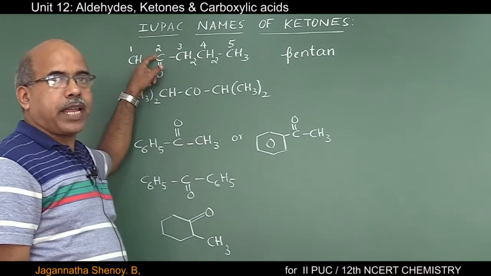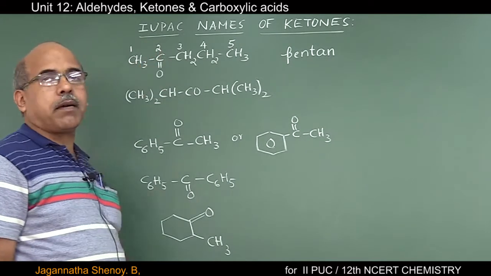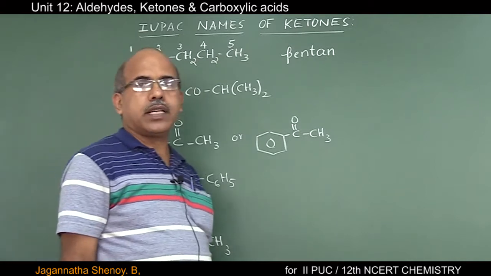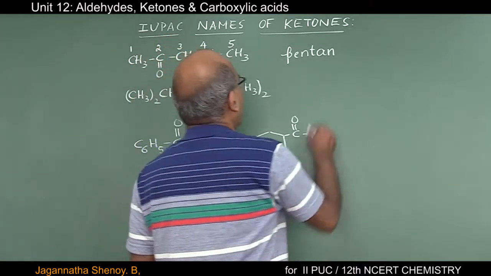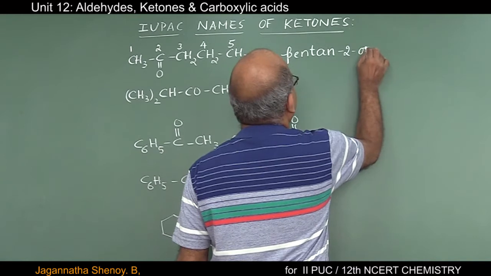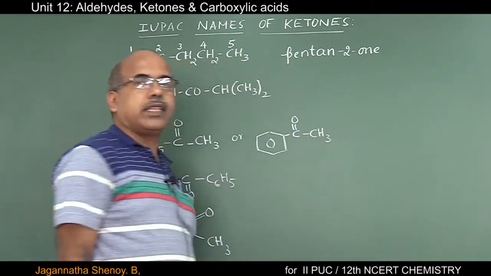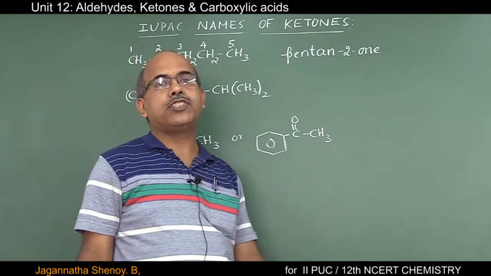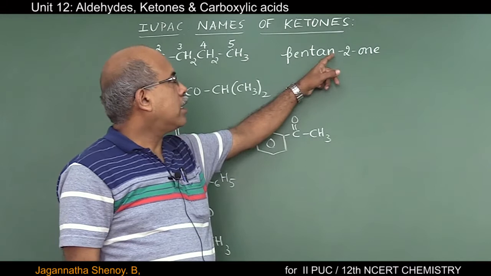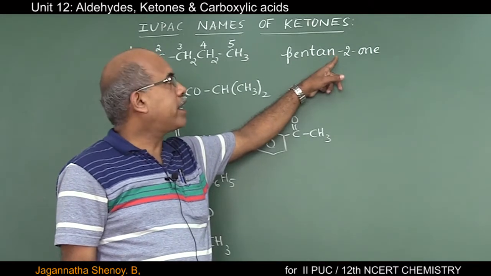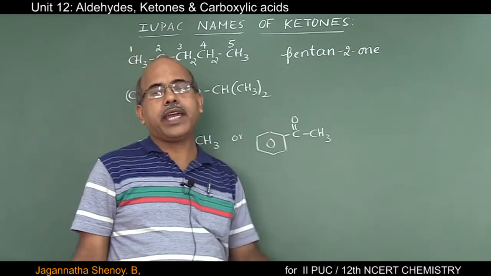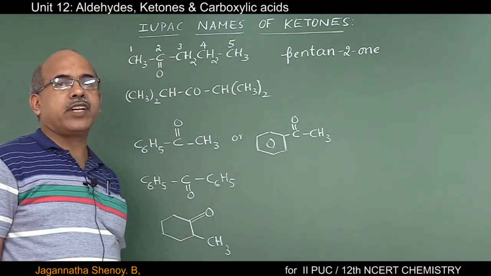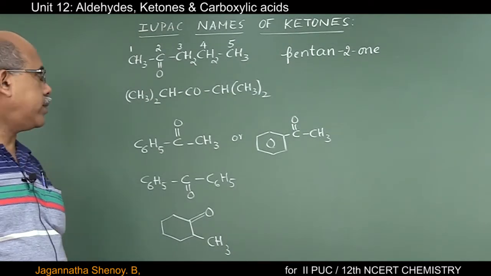And the second carbon atom contains the principal functional group C=O, that's a ketone. For ketone, the secondary suffix is -one. So on the second carbon atom, we have a ketonic group. That is why the IUPAC name of this compound should be pentane-2-one. Here again, the E is removed because it is followed by the vowel O. So the IUPAC name of the first compound is pentan-2-one.